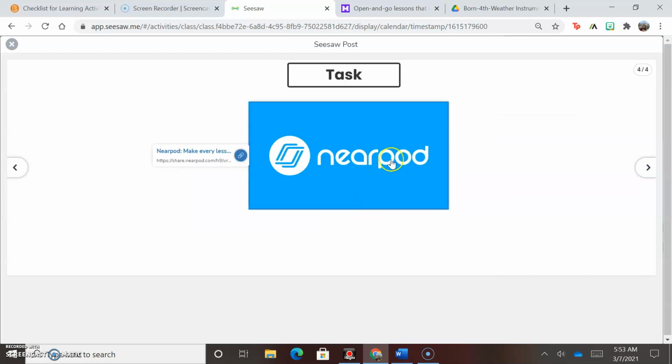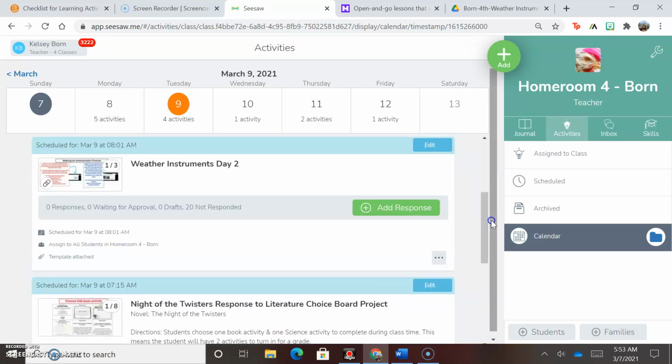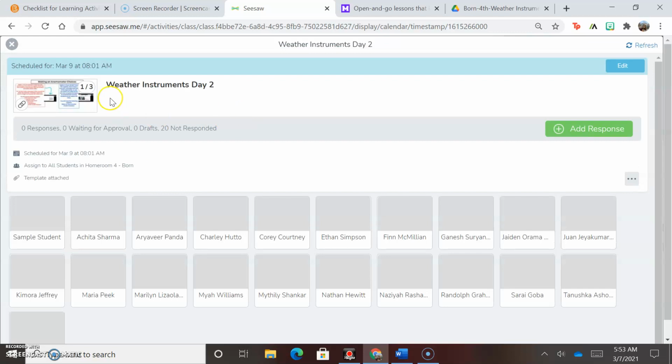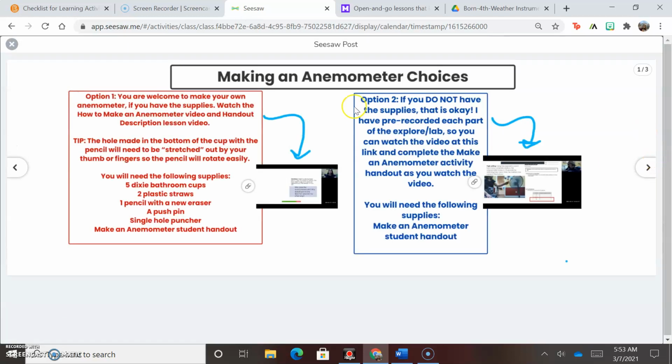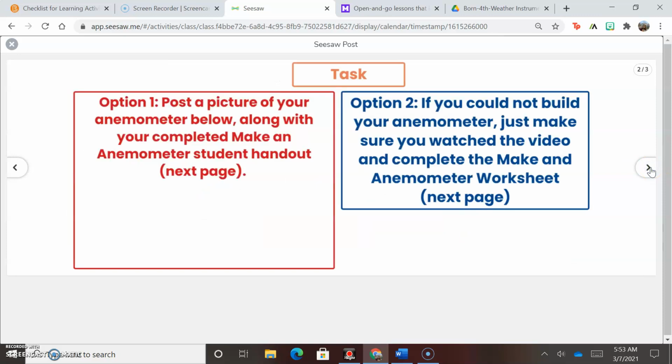And then I have a Nearpod task to review weather instruments. It's just a little game. So we'll do that Monday. Tuesday, they will do the second day of their e-learning module. I had to break it up for them, so they get two choices. One, they can make their own anemometer, and this is the video for that. That's the instruction. Or option two, if they don't have any of the supplies, they can watch the pre-recorded lessons here. I also have the option two and option one tasks, of course.